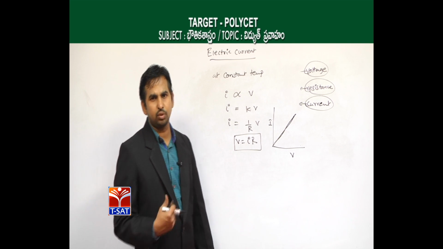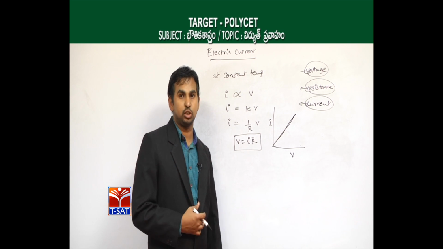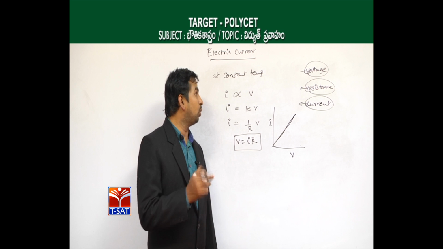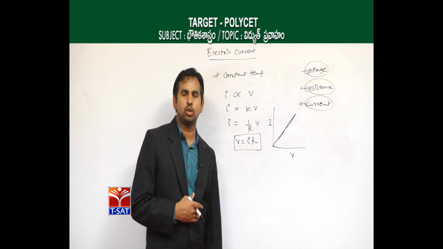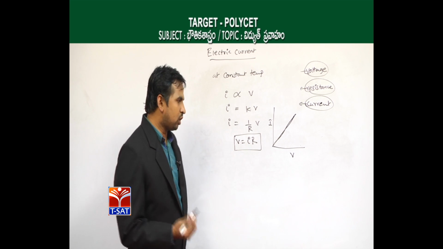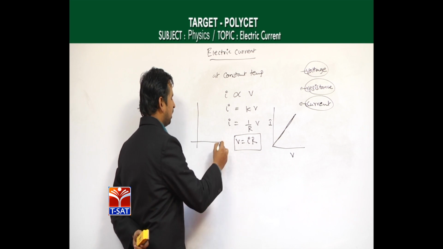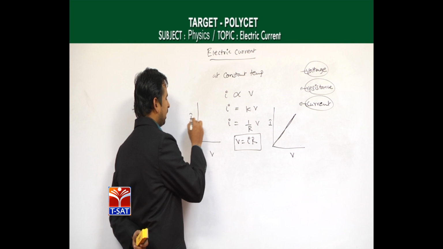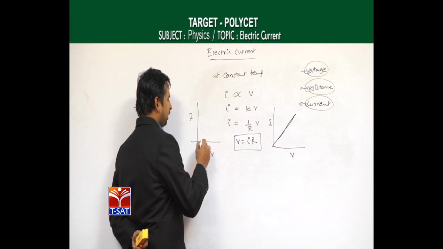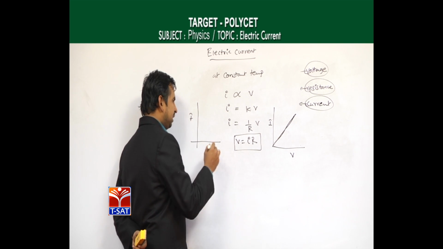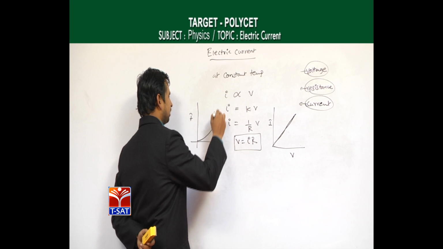If the temperature varies, the resistance may change. That's why Ohm's law is valid only at a constant temperature. If the temperature is not the same, or if you are taking non-ohmic substances, then the V and I graph we get is a curve. For example, in this case we are getting a curve like this.